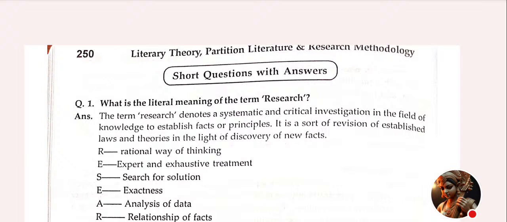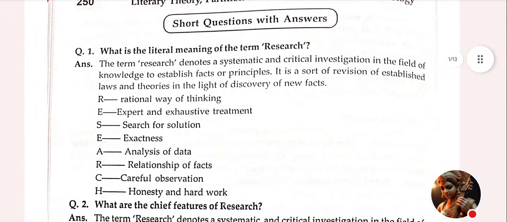Literary theory, partition literature, and research methodology. Short questions with answers. First question: what is the literal meaning of the term research? The term research denotes a systematic and critical investigation in the field of knowledge to establish facts or principles. It is a sort of revision of established laws and theories in the light of discovery of new facts.